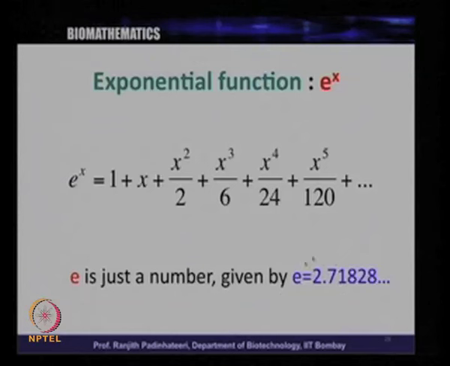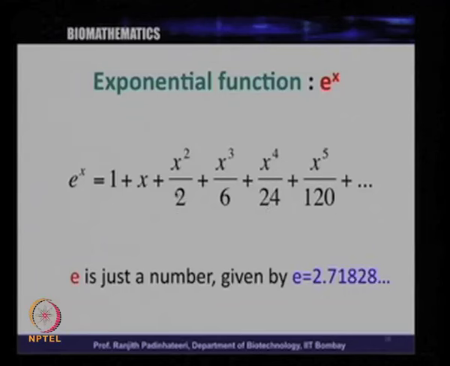It is an irrational number, approximately 2.71828 and so on and so forth. And e power x is defined in this particular fashion as a combination of the functions x, x square, x cube, x power 4, etcetera, and the coefficients are 1 over 2, 6, 24, etcetera.